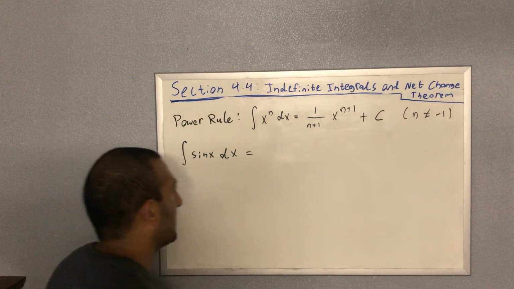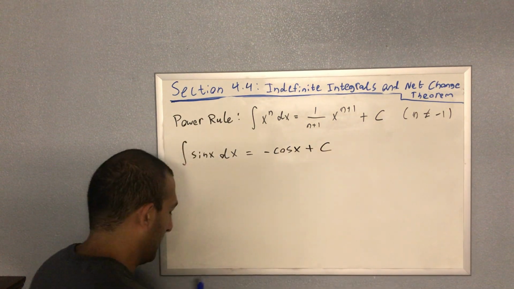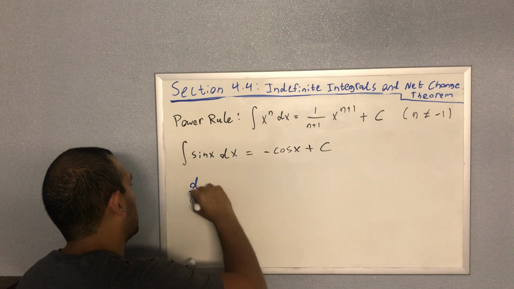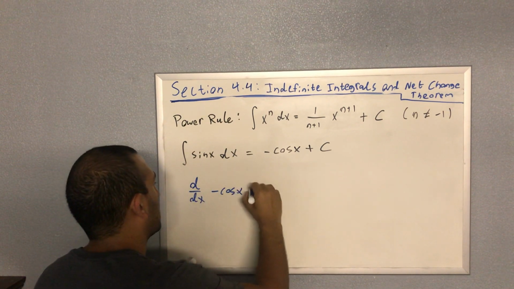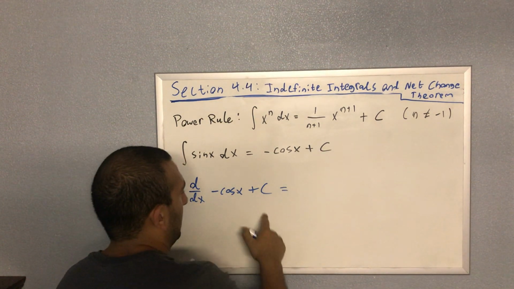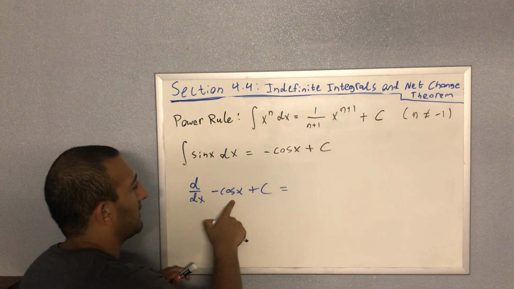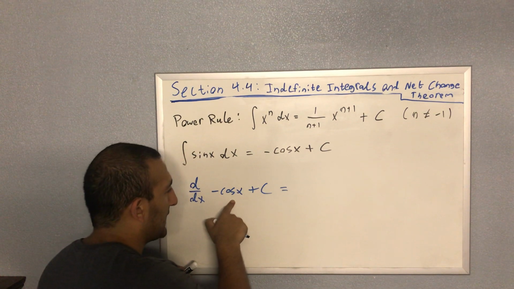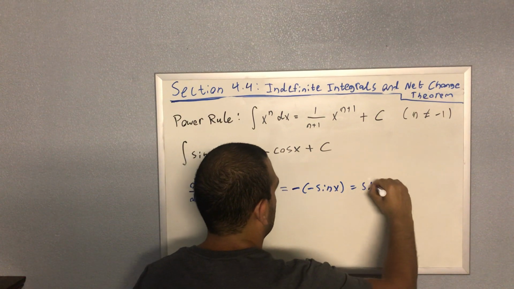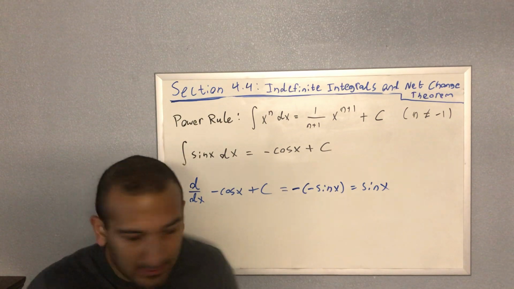Well, I think negative cosine does the trick, right? Why does negative cosine work? Well, what's the derivative of negative cosine x plus c? Again, if you use the derivative rules, this is going to go to 0, right? Because the derivative goes to each piece, that's 0, so who cares? And then what's the derivative of cosine? It's negative sine, so this is negative sine x, which is sine x as needed. So that checks out. That's very good.